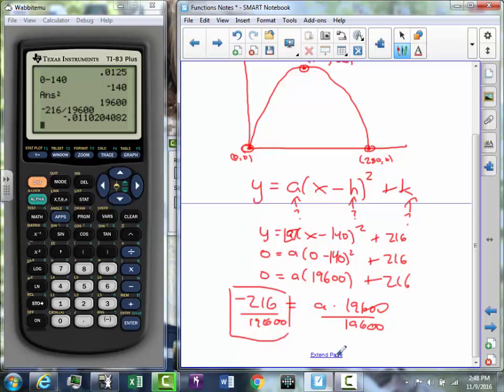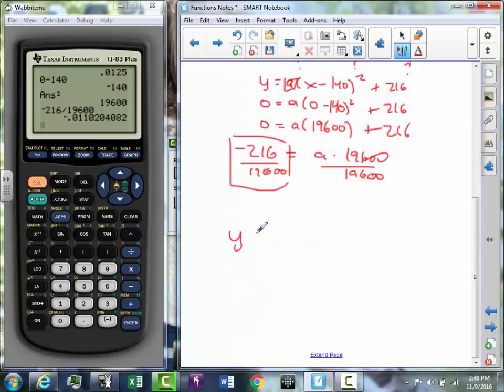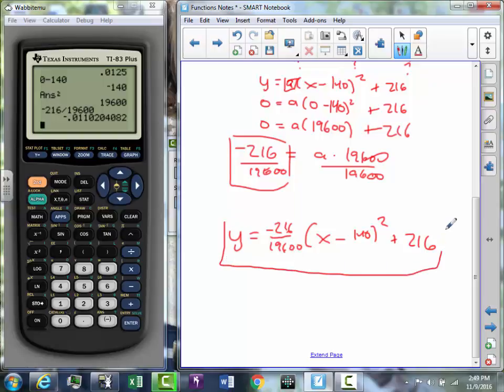If I want to write an equation for it, it gets written like this. Y equals, we need to know the a value. Well, now I finally know the a value. It is negative 216 over 19,600. Then I need my x minus my vertex point. 140. Squared. And then I need to add the last number, which was 216. And now I have myself an equation.